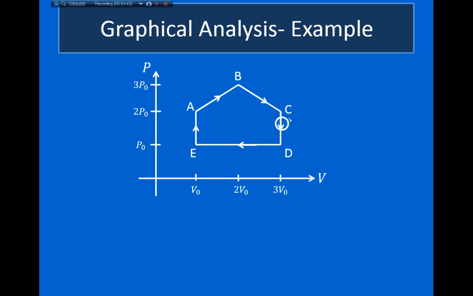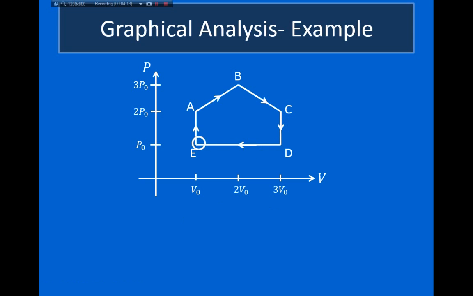Now when I go from C to D, the volume of the gas doesn't change. So remember that work is equal to pressure times change in volume. Even though the pressure here is changing, because that change in volume is equal to 0, the work that I do when I go from C to D is equal to 0. So we do no work when we go from point C to D, because the volume of the gas doesn't change.